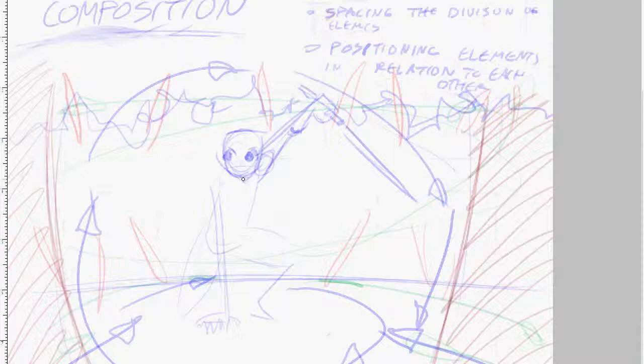Just playing around with different angles and stuff, and figure out what kind of scene, what kind of feelings you want to create for your scene, and what type of shots would best emote those feelings. That's pretty much all I have to say on positioning elements and spacing division of elements in the scene. Those are the basics.